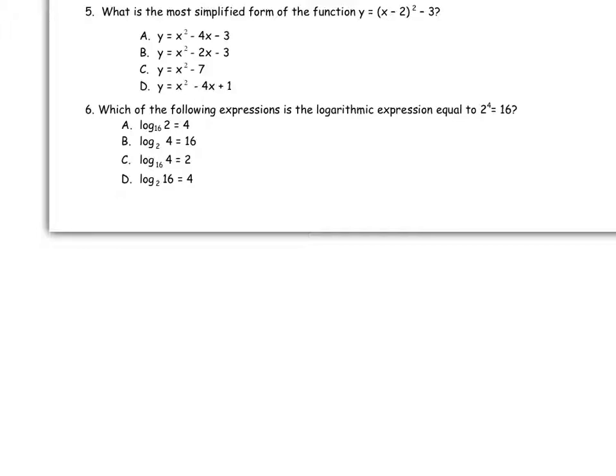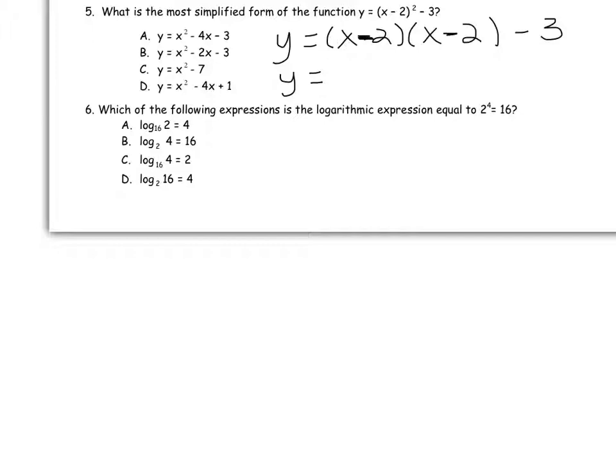So I'm going to multiply out the quantity x minus 2 squared, so that's x minus 2 times x minus 2, and then I've got to subtract 3. So I don't have a ton of space here, so I'm not going to use that area model or that quote-unquote box method that I hear some people referring to it that way in class.